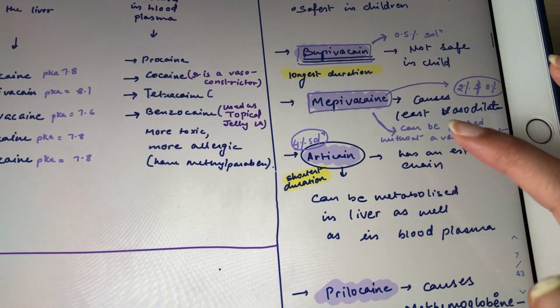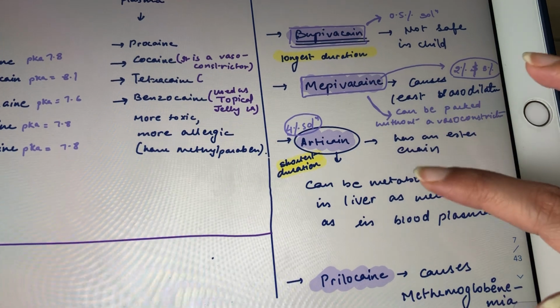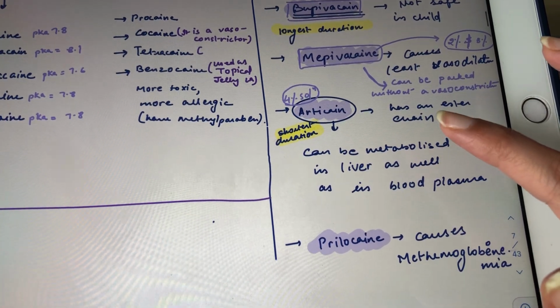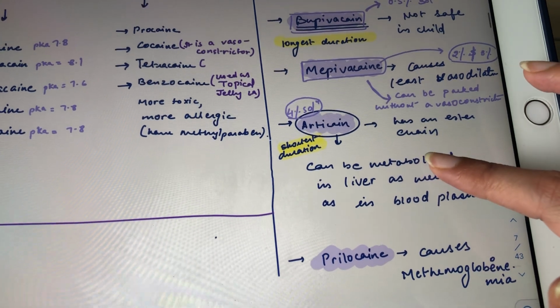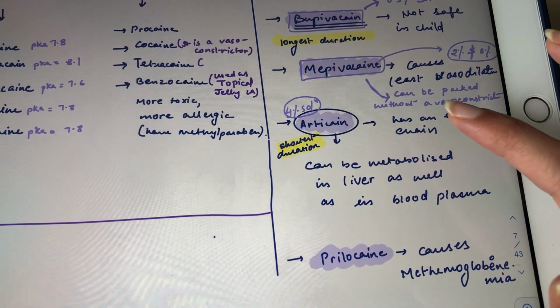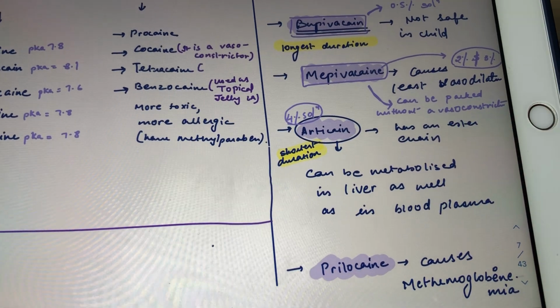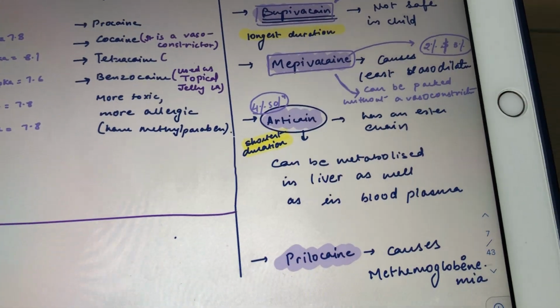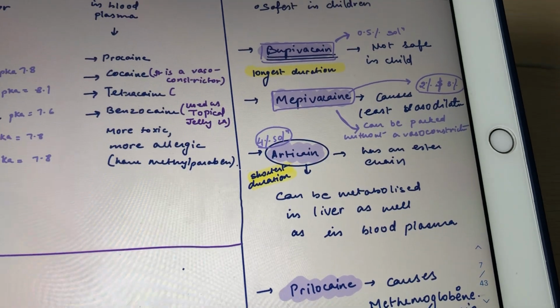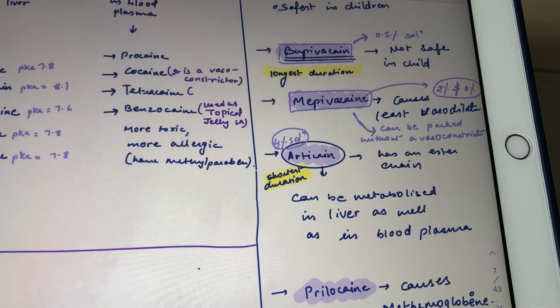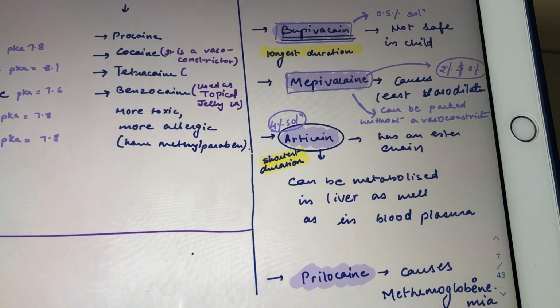Now the other one is articaine. Articaine is used in 4% solution. It is the shortest acting drug, and it has an ester chain as well. It is very important that articaine has an ester chain, so a part of articaine is also metabolized in plasma.